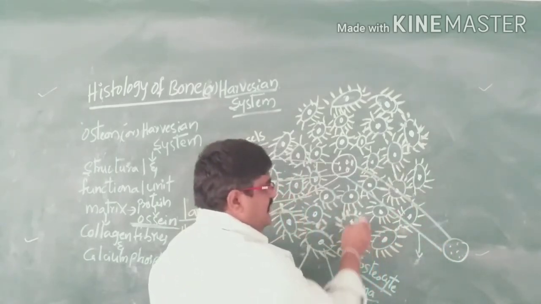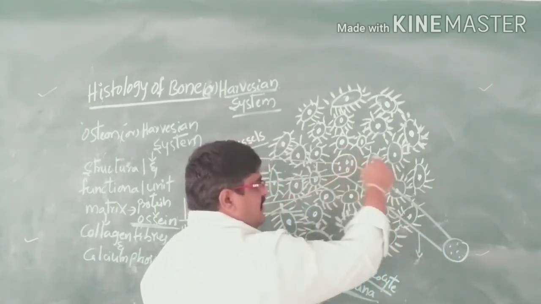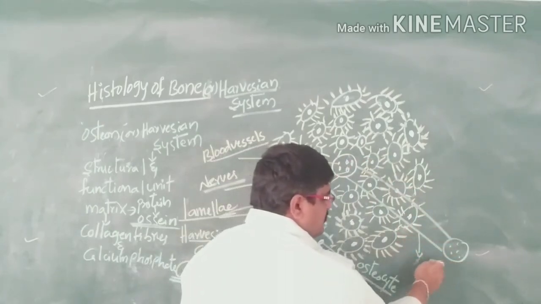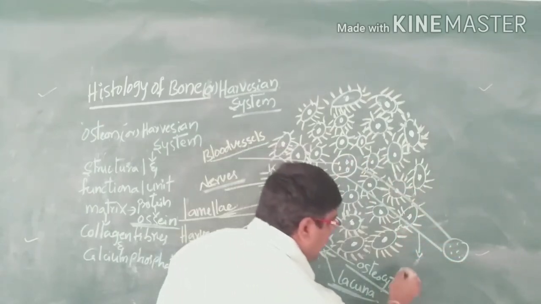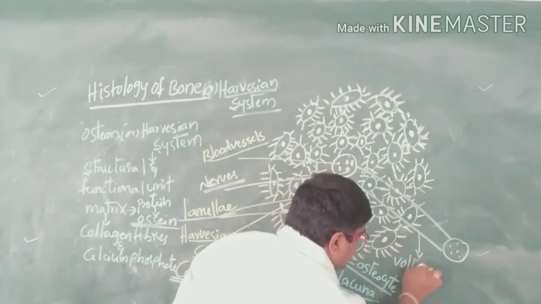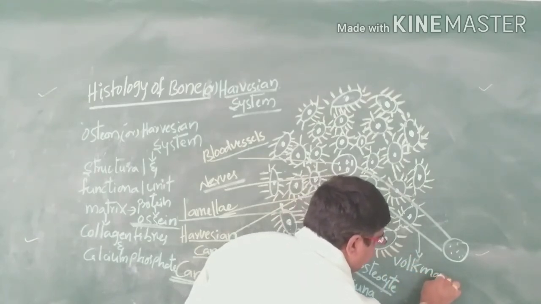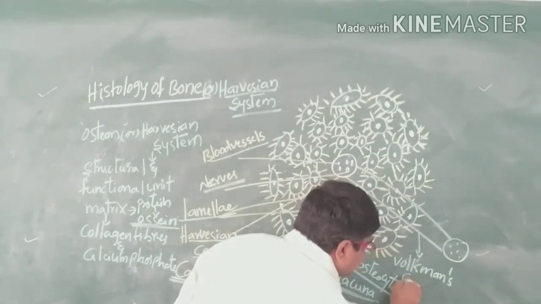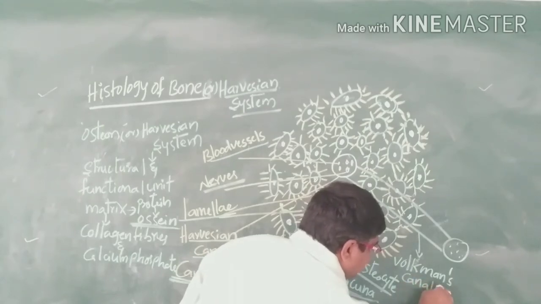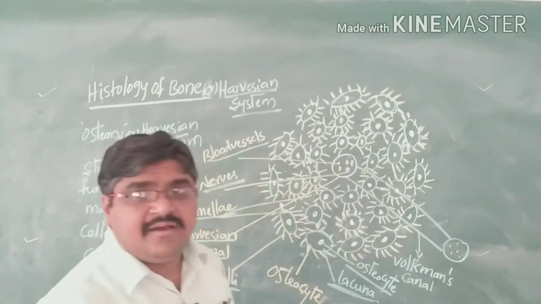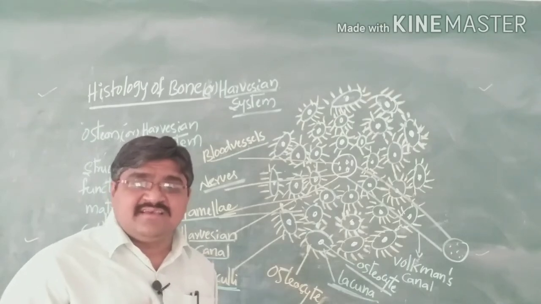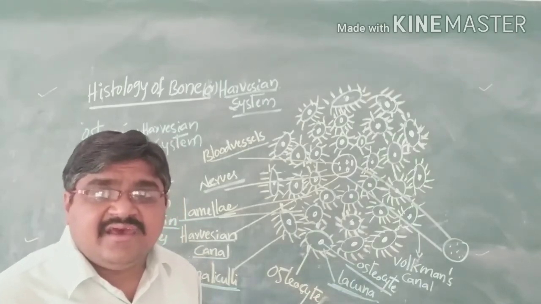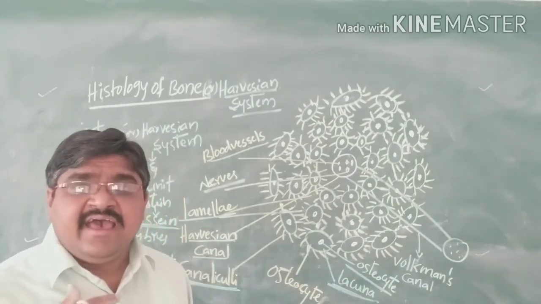That means one Haversian system is connected to another Haversian system through canals called Volkmann's canals. So what are Volkmann's canals? One Haversian system is connected with another adjacent Haversian system.